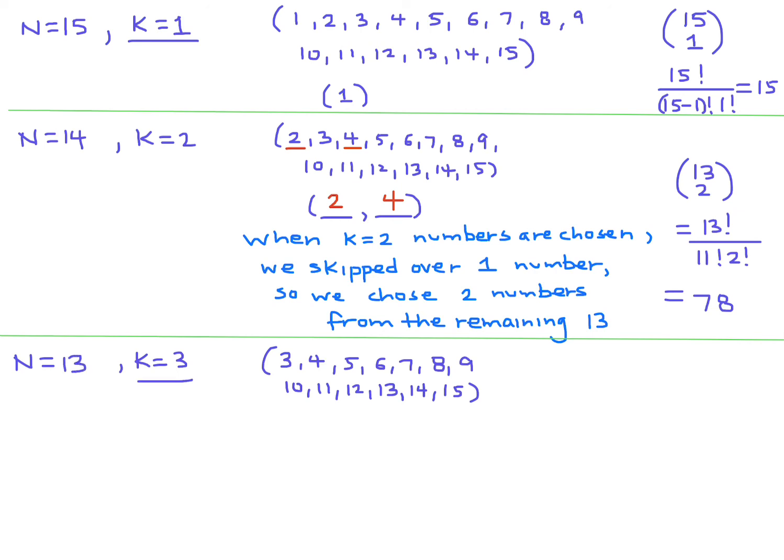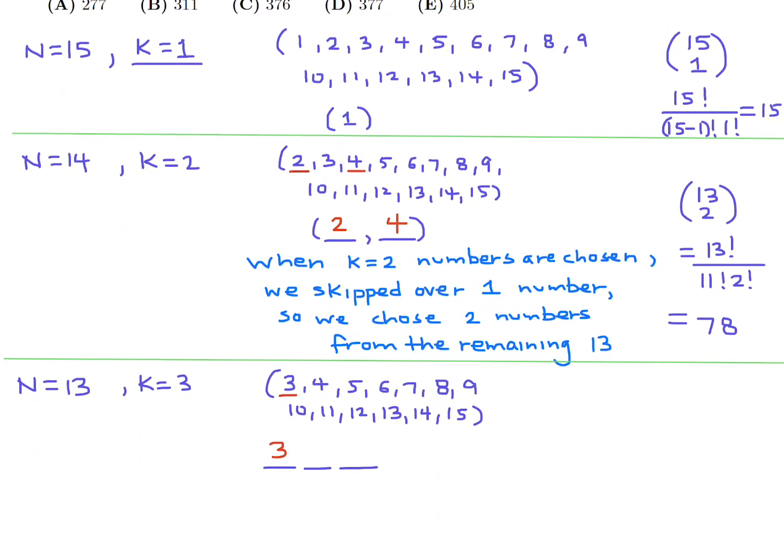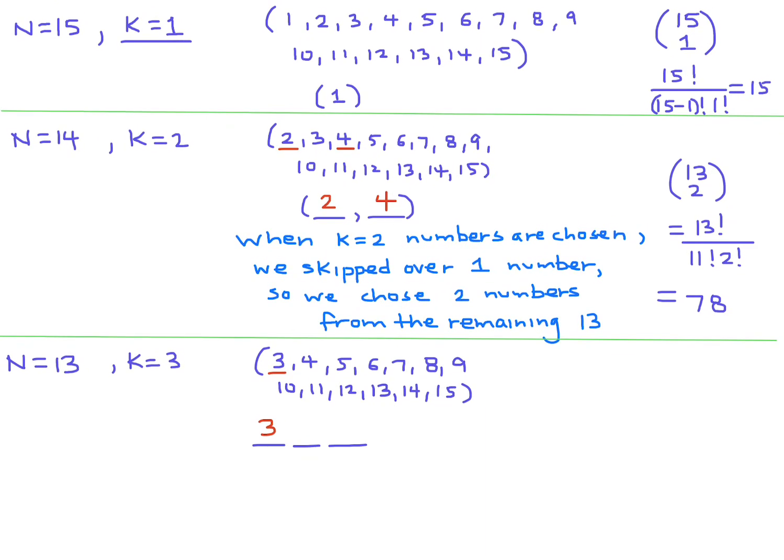Okay, so my set now is going to have 3 numbers in it. So I've got to choose 3 numbers. All right, let's do this in the simplest way. Choose a 3, 3 goes here. Can I choose a 4? No, because I cannot have digits that are consecutive, right? That's one of the rules. No two consecutive integers can be chosen. All right, I can choose a 5. That's perfectly fine. Can't choose a 6, but I can choose a 7. All right, this is just one way of choosing it.